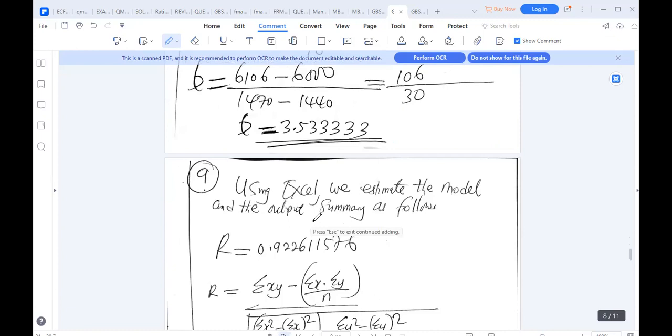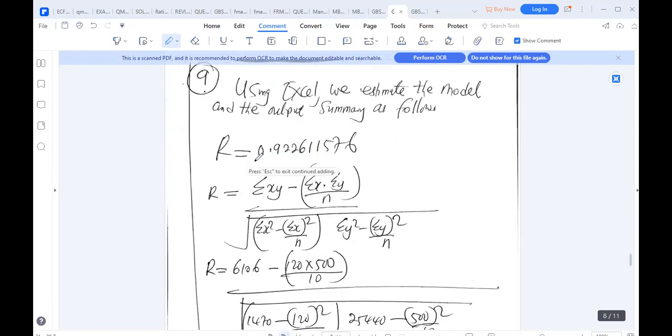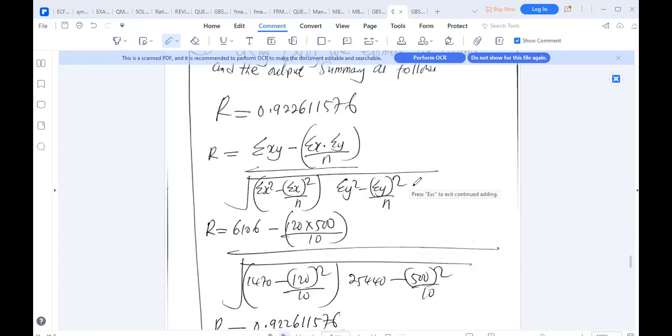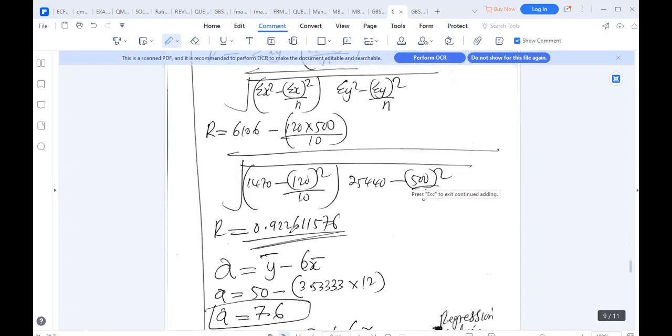Then to find your r, which is called the multiple r, you have a formula which is given below. So in this formula given below, you simply substitute the values that you have. Once you substitute the values, you're going to get your r as 0.922. So this means that you have a positive relationship between our values of x and our values of y. So meaning advertising has a positive impact on sales.